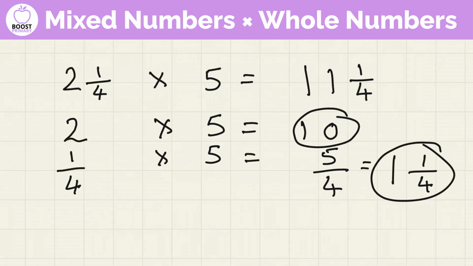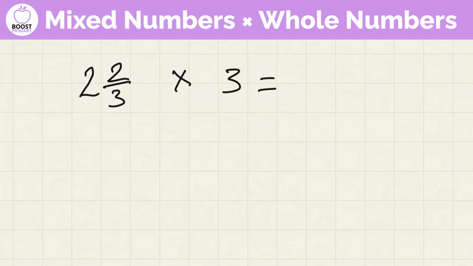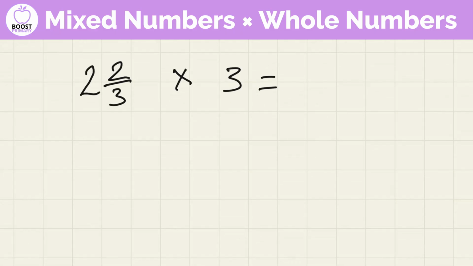I'm going to show you a second method, which perhaps makes it a little bit simpler. My final question is 2 2/3 multiplied by 3. My first step this time is to turn my mixed number fraction into an improper fraction. 2 2/3 is the same as 8/3. Now all that I need to do is multiply 8/3 by 3.